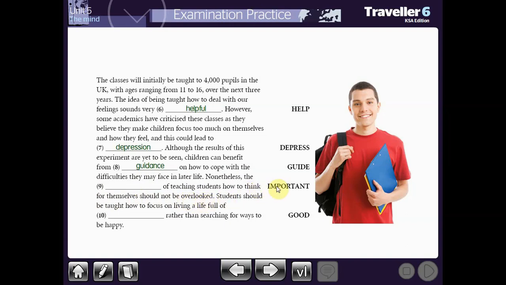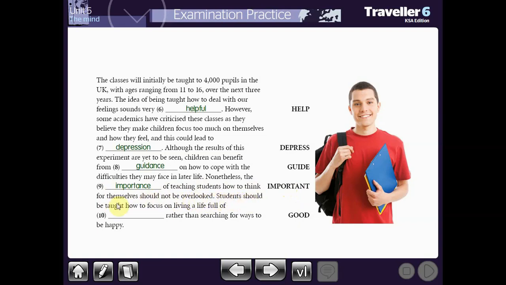We have the word important here. Important is an adjective. I want the noun. So how can we change this word from adjective to a noun? Someone says we make it importance. Well done, that's right. Importance of teaching students how to think for themselves should not be overlooked.